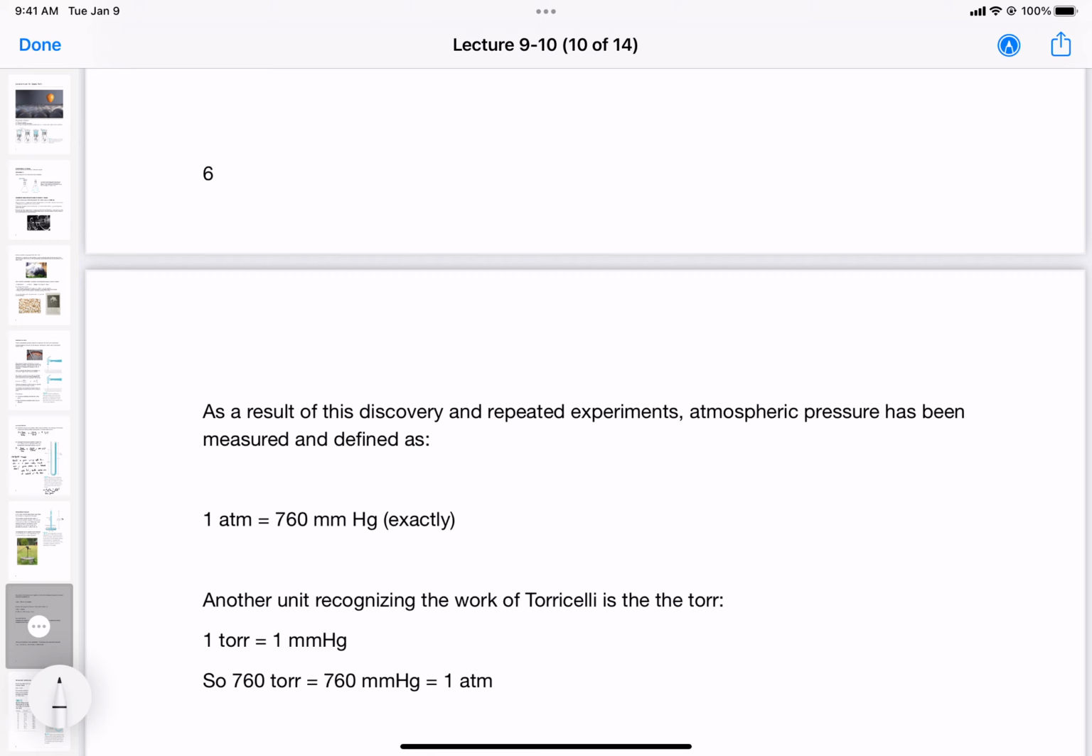Okay, so we also use torr. 1 millimeter of mercury is 1 torr. So 760 torr equals 760 millimeters of mercury, and we define that as 1 atmosphere. So 1 atmosphere is defined as atmospheric pressure. Any deviation from atmospheric pressure is going to be in relation to greater than or less than 1 atmosphere.